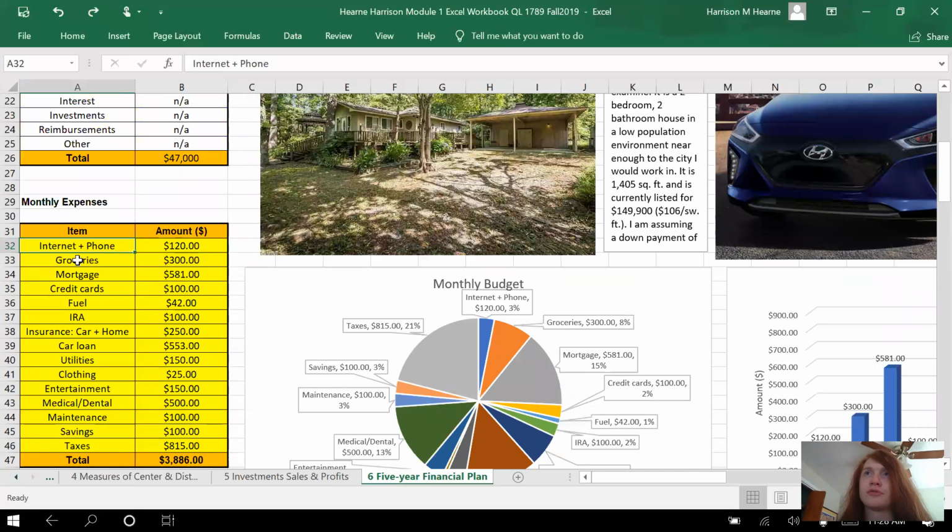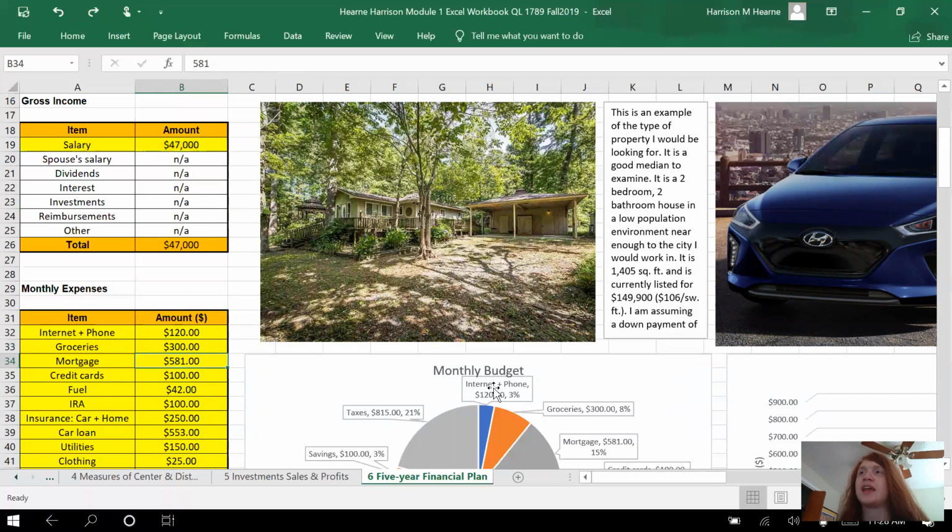So we're going through internet and phone. I pay about $120 for my internet and phone together. Groceries, I like to cook. So even though I'm just a single person, I spend a little more on groceries than probably an average single person does. So 300. So my groceries are a little higher.